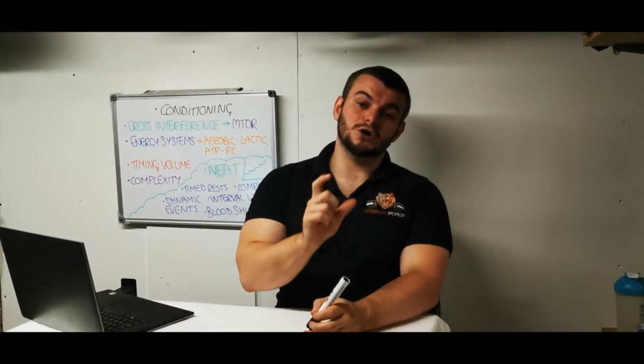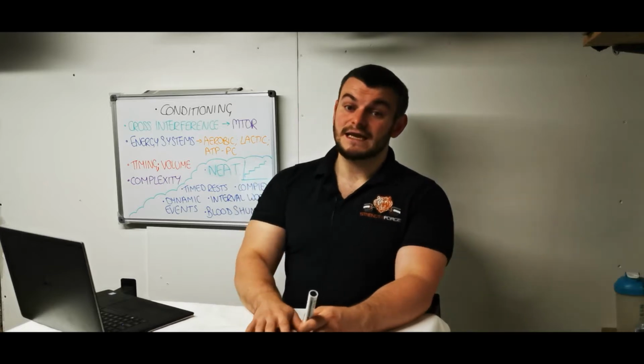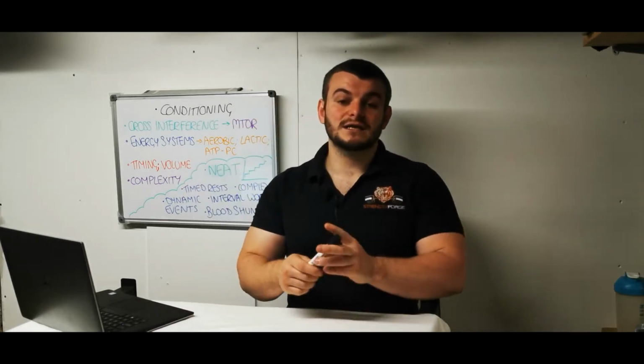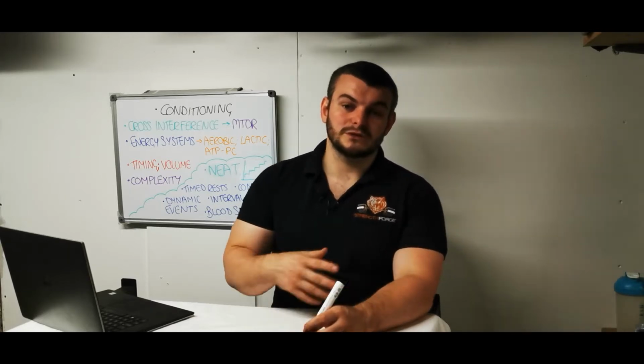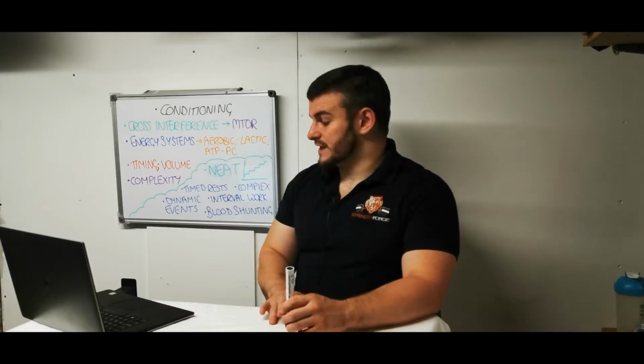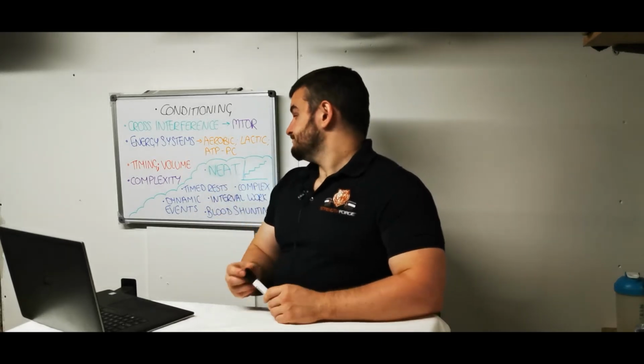The ATP-PC system is your short burst system. So this is your 1 rep max right the way through to sprinting 100 meters. It typically only lasts about 8 seconds. Now, we're not necessarily interested within the ATP-PC system as of yet, simply because we tend to get that energy system taken care of with a lot of the high rep work that you'll do within your training. So we're more interested in aerobic and lactic acid energy systems.